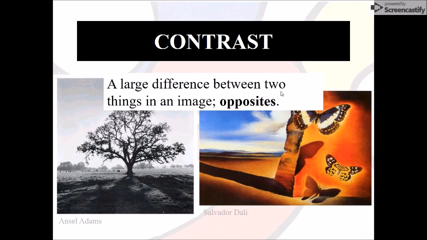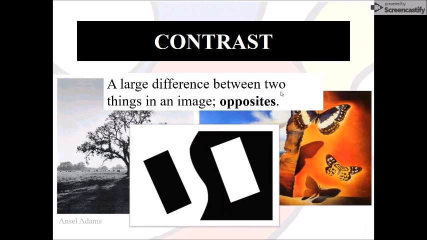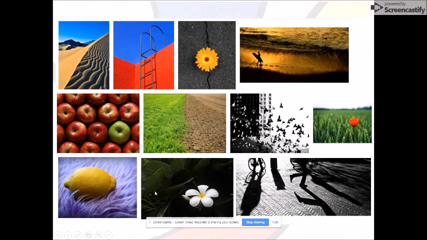So contrast is a large difference between two things in an image, and the key word there is opposites. And then our diagram shows a black rectangle on a white area and a white rectangle on a black area. Continuing with contrast, these are just a few images that are really great examples of contrast, having different colors or values next to each other.